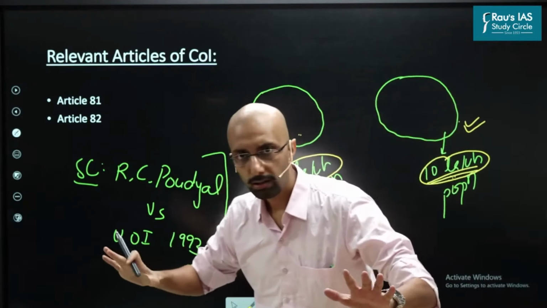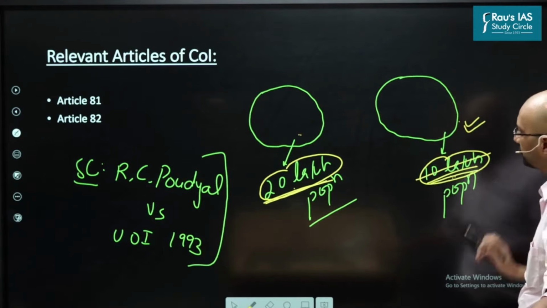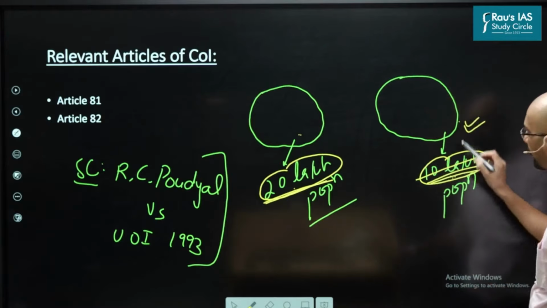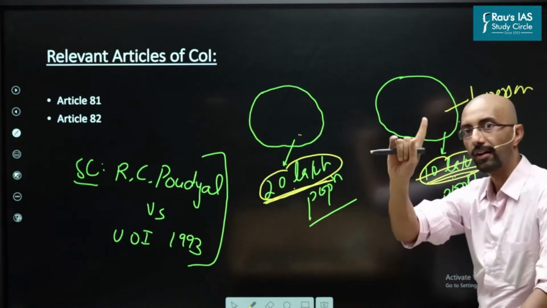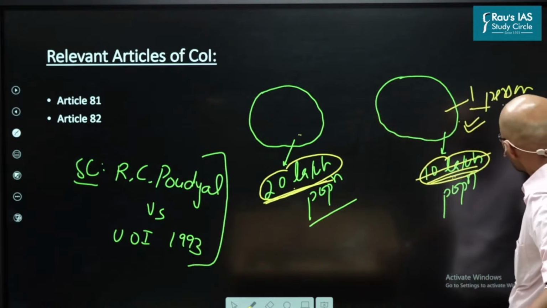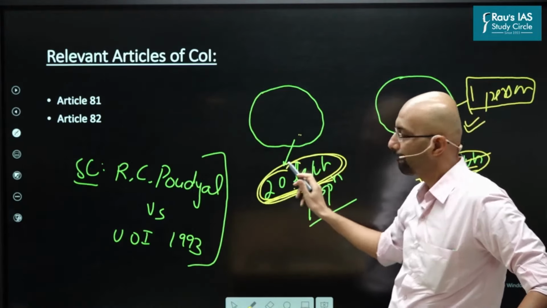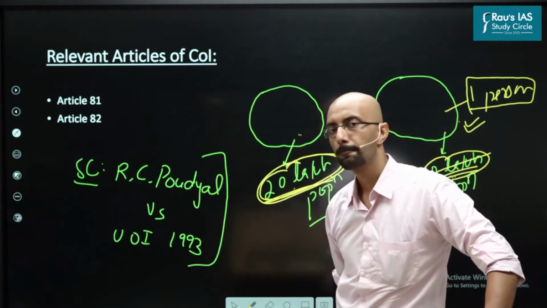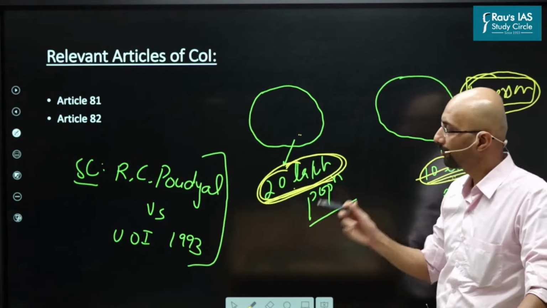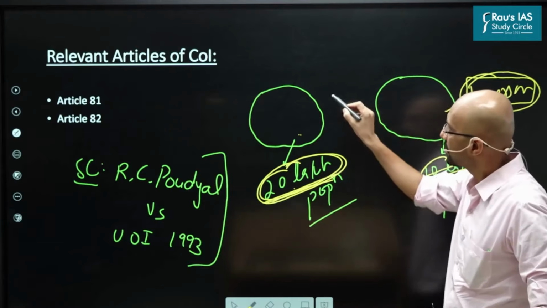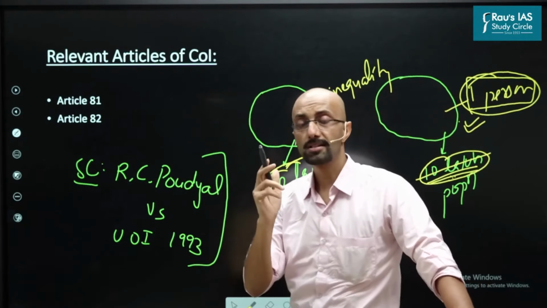To make it even simpler, let me take an extreme example. Let us say this constituency has not 10 lakh population. It has only one person residing, so the population of this constituency is only one. Now this one person is going to elect one representative, one MP, whereas here 20 lakh people will elect one member of parliament. That means this person's vote has a very, very high value compared to the vote value of these 20 lakh people. So this is inequality. Or in terms of the Supreme Court, this is not representative justice.